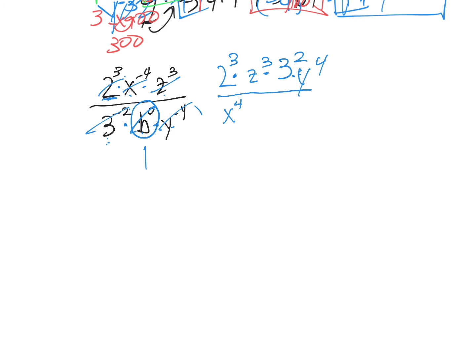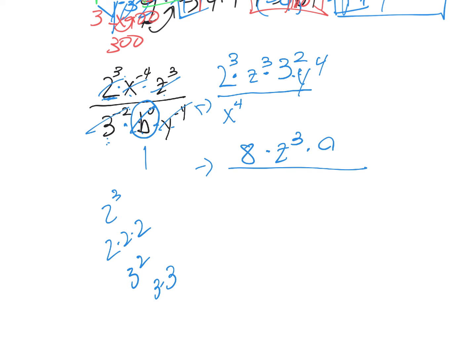So I have 2 to the power of 3. So remember that's 2 to the power of 3 is 2 times 2 times 2. So that is 8. Then I have z to the power of 3 times 3 to the power of 2, which is 3 times 3, which is 9. Y to the power of 4. And then x to the 4th. Now I have 8 and 9 that can combine. So that, remember, this is all multiplying. So that becomes 72 z to the power of 3.